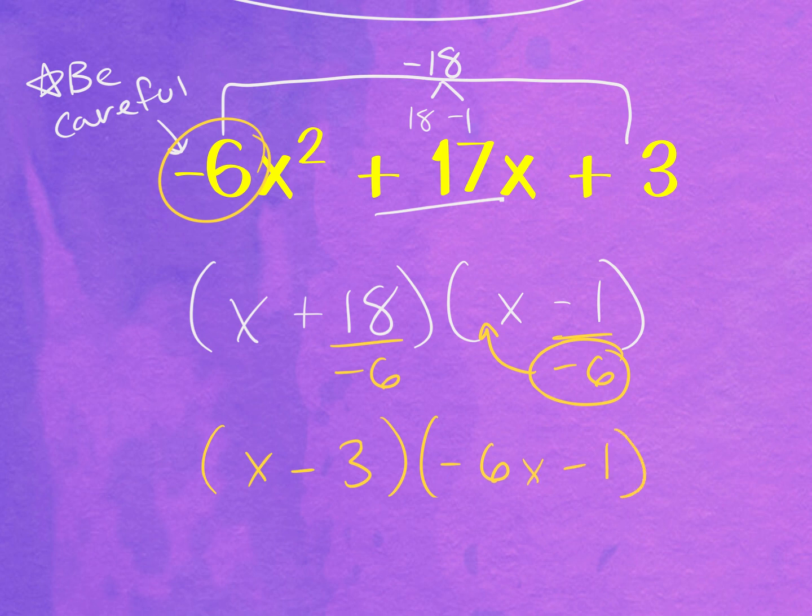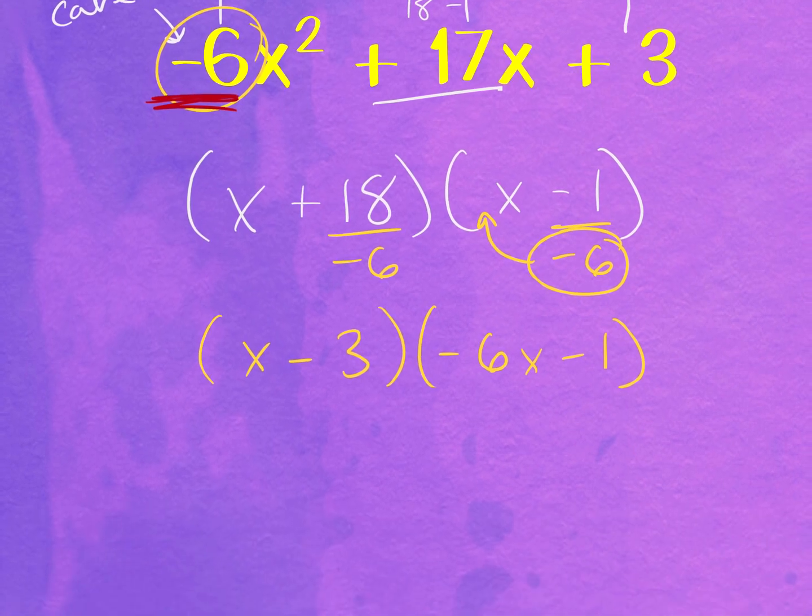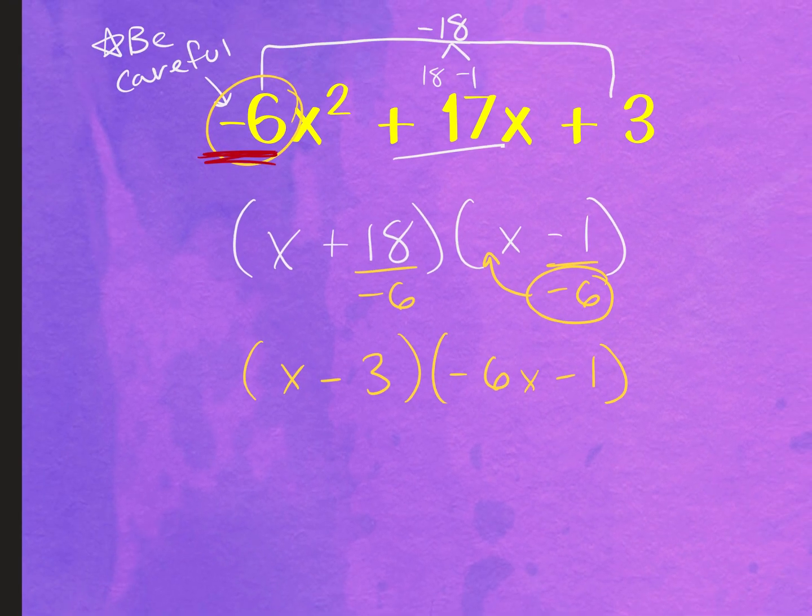Always, always, always, when you start with a negative, double check your work by foiling, and at least if you're not going to foil it all out, just multiply the first just to make sure you get the same sign that you started with. What's x times negative 6x? Negative 6x squared. So same thing that we started with, which means we're most likely good. To guarantee that you are super good, you can FOIL out the whole thing. But this would be our answer.